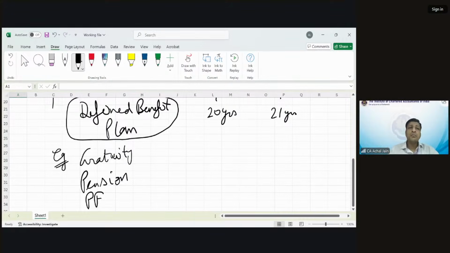Now, to say that an employee will get gratuity as well as a defined benefit plan, is it possible? The answer is yes, because gratuity is nothing but a defined benefit plan. Or if somebody says, other than gratuity, can the employee be getting any other defined benefit plan? Yes, because there can be various types of defined benefit plans. That will depend on the types of employee benefits the entity is providing, and on our assessment of whether those employee benefits are defined benefit plans or not.